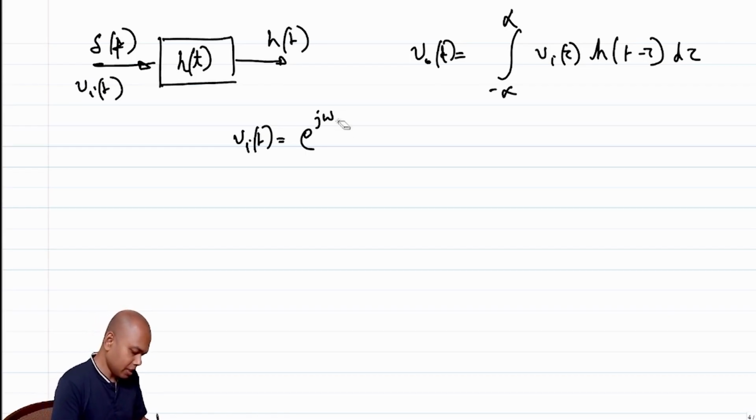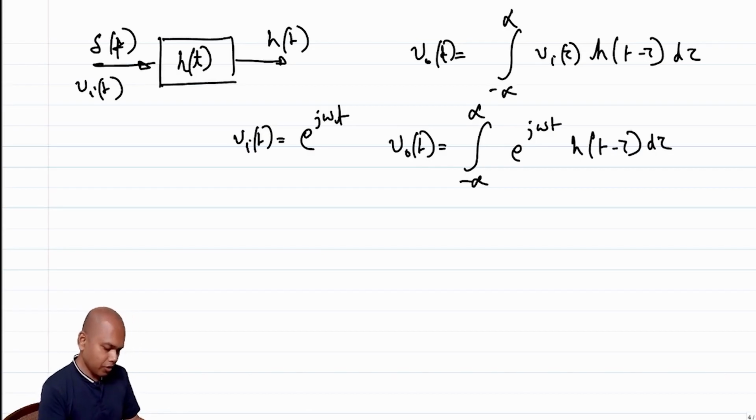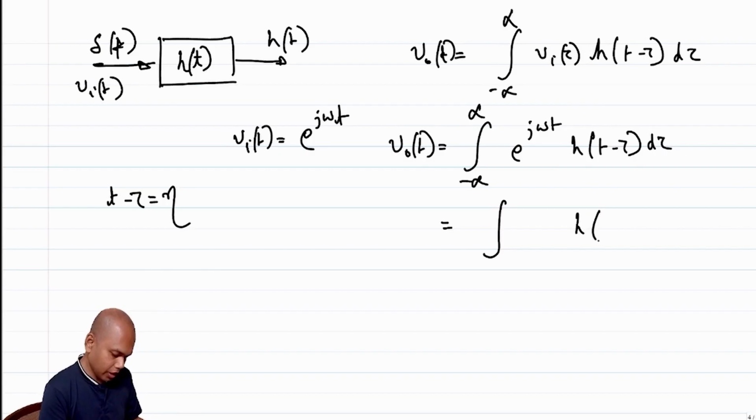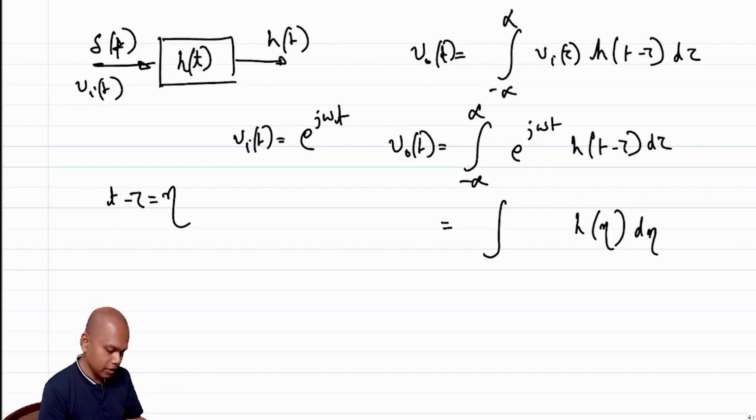Your output is, or let me just say e to the power j omega t, where omega can be any frequency. Your v0(t) becomes the integral from minus infinity to infinity of e to the power j omega t times h of (t minus tau) d tau. And if I do a variable change and say that t minus tau is equal to some eta, then this becomes h of eta, and d tau becomes negative d eta, but again the integration limits will also flip, so I'll keep it as d eta.